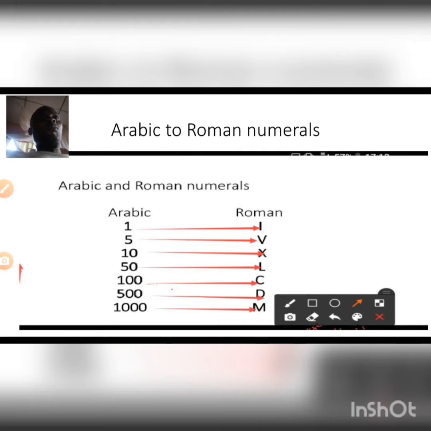First, let's look at the symbol of 1. The Roman symbol for number 1 is I. For 5 is V. For 10 is X. For 50 is L. For 100 is C. For 500 is D. And then 1000 is M.